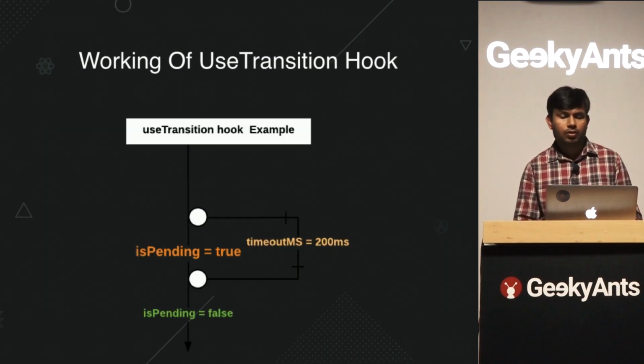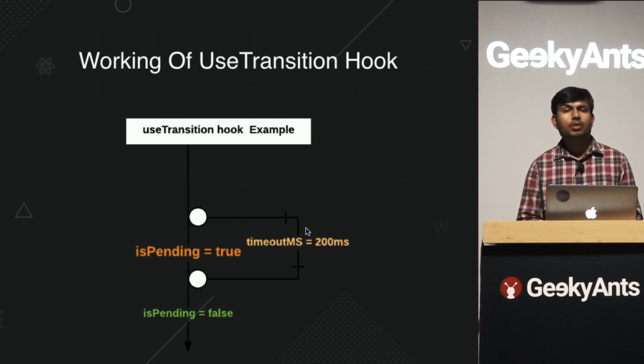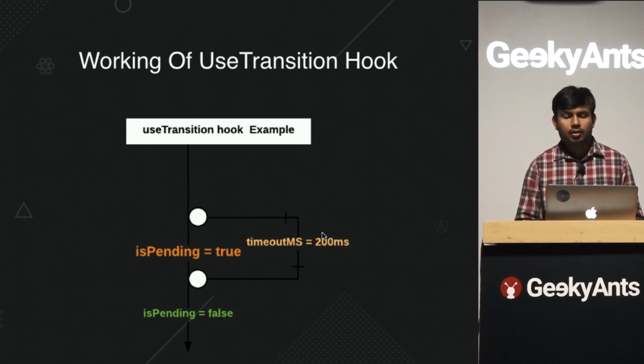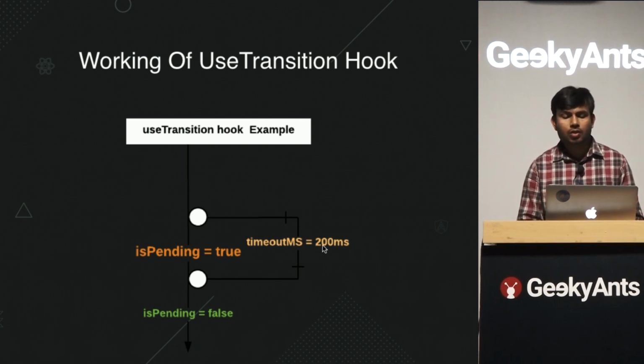Here you can see that this is the previous version of our tree. When we click on the user, React actually creates a new copy of the previous memory and starts rendering on it on a different branch, and we will provide a timeout over here. So it will wait for the given timeout. Here, say, I have provided 200 milliseconds.